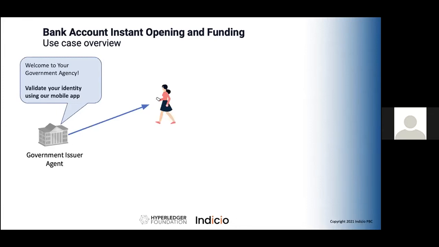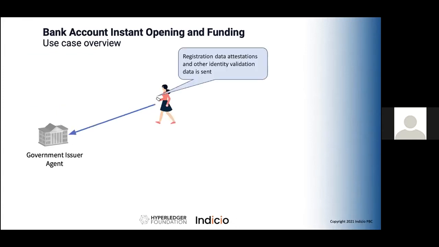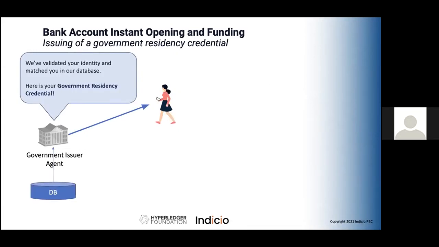However, once they've validated your identity, they can take some more information from a holder's wallet or application and give you a government credential. In this case, we'll call it a government residency credential that says, hey, you do live here. We know who you are. And we've got you in our database that we already have permission to have you in from you. And we're going to give you this residency credential.